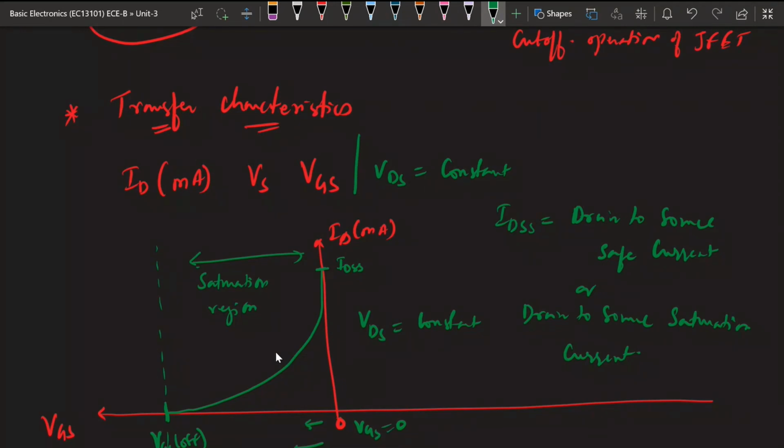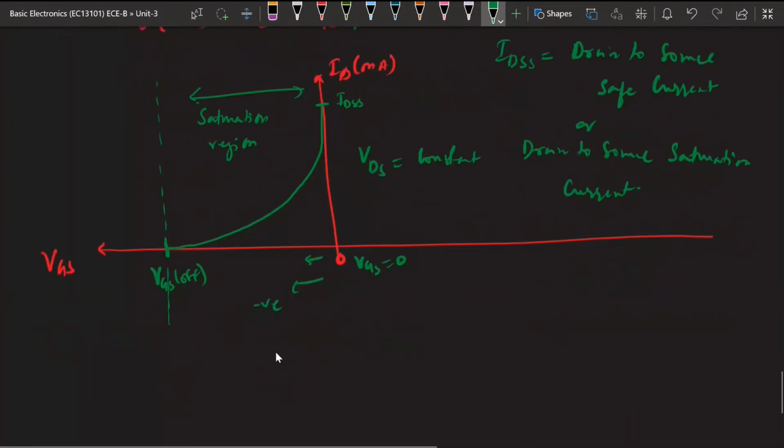If in a JFET we reverse bias the gate to source voltage, or the gate to source voltage reduces in the negative direction, then we have already seen the depletion region will further increase, and that will reduce the channel width, so that will further reduce the current. The current reduces because fewer charge carriers reach the drain side, that's why the current is reduced.